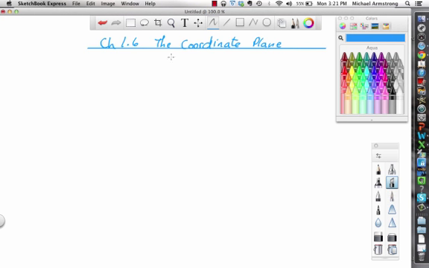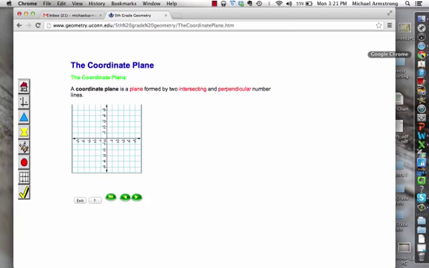Okay, 1.6, the coordinate plane. I thought I would show you a website, so we're just going to click over to there. This is the coordinate plane. The coordinate plane is a plane formed by two intersecting perpendicular number lines. So one is vertical and one is horizontal.